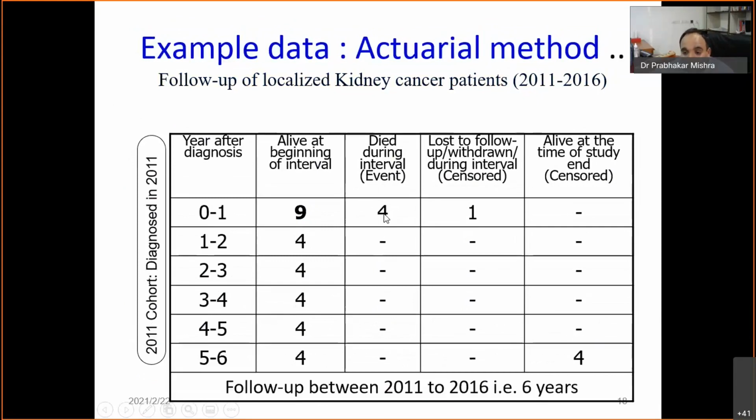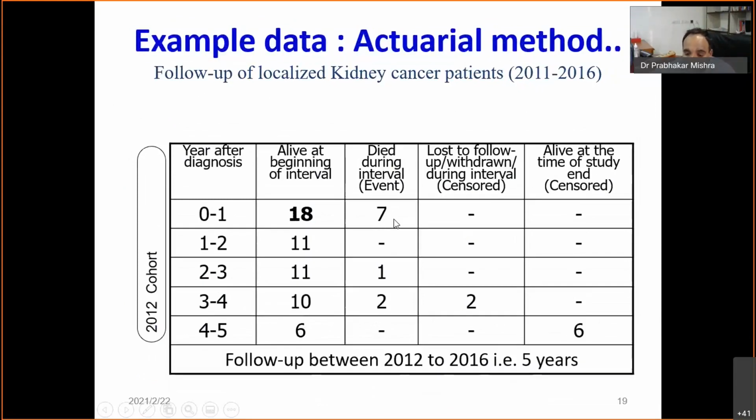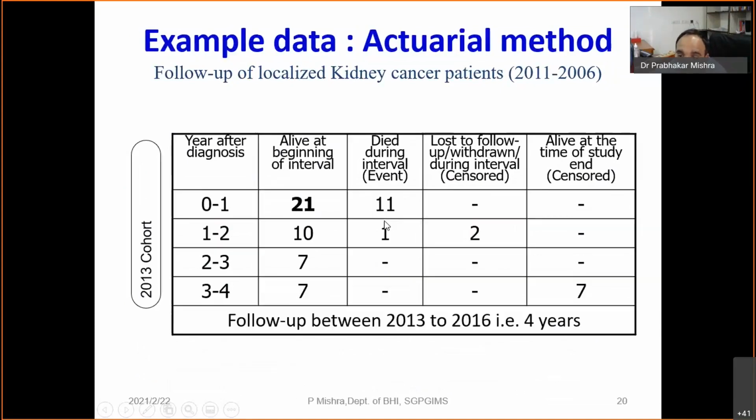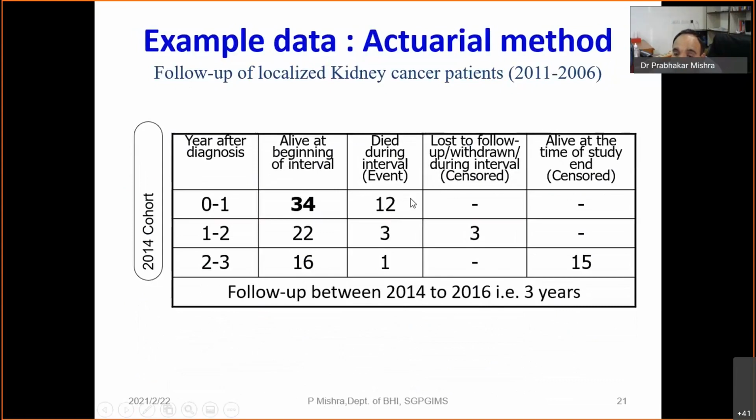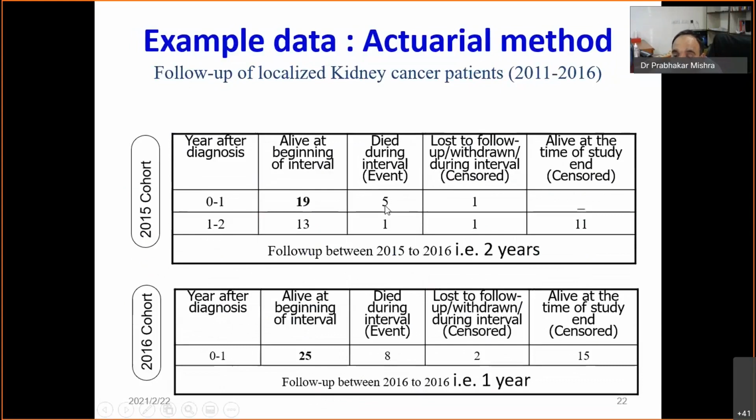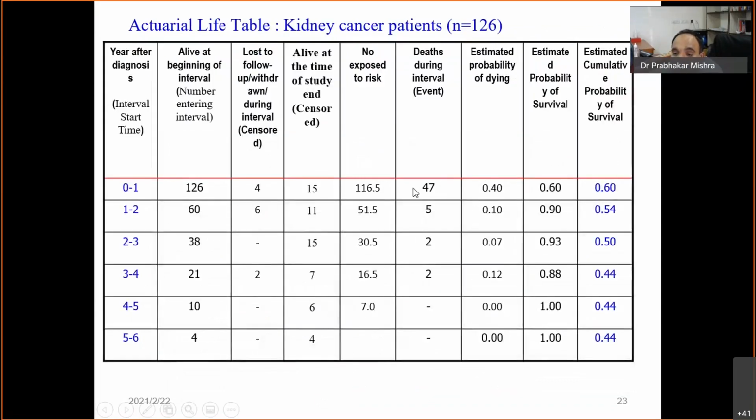In the first year 4 deaths, then 7 deaths: 7 plus 4 is 11, 11 plus 11 is 22, 22 plus 12 is 34, then 39, and 8 more is 47. So there are 47 deaths during the study. So here, 126 patients entered the study, 4 patients were lost to follow-up, and 15 were alive at the end of the study.